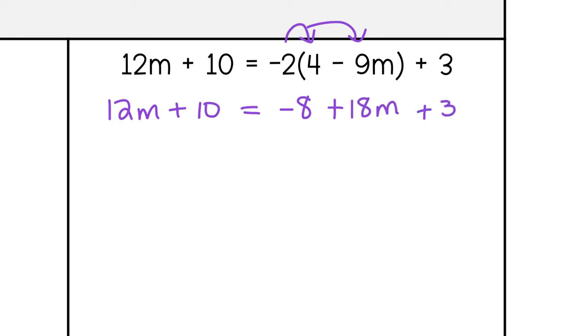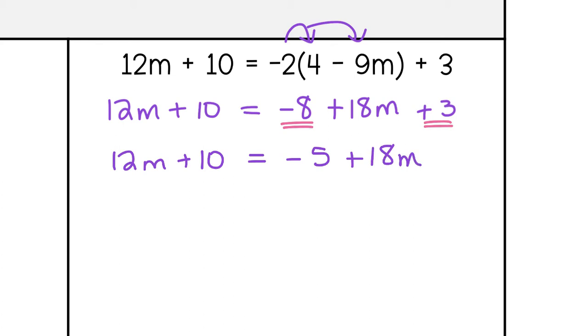Okay, now C for combine like terms. So on the left, one has an m, one doesn't. Can't combine anything. On the right, yes, this one in the middle has an m, but the other 2 do not. The other 2 are like terms. I can put them together. So on the left, it's going to stay the same, but on the right, negative 8 plus 3 is negative 5, and then I still have my 18m.